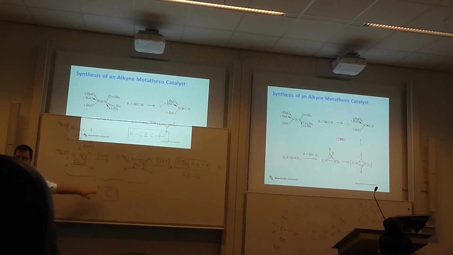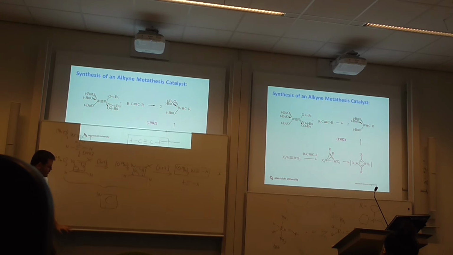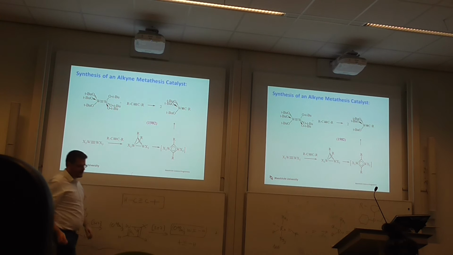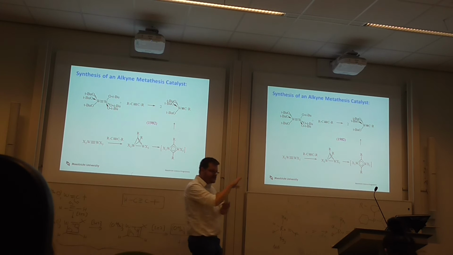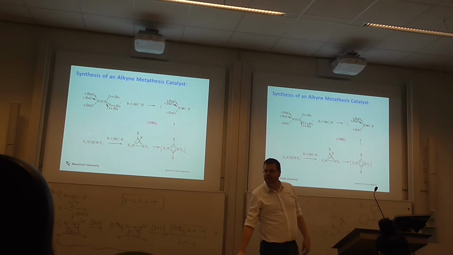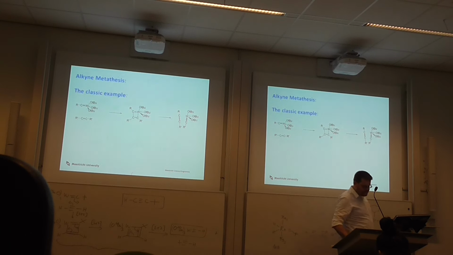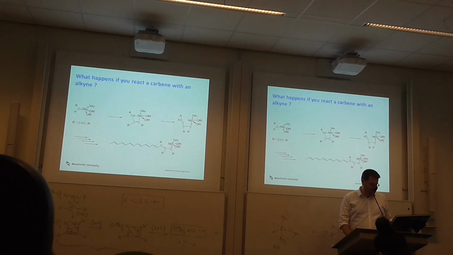Let's say it like that. The circle means that there's delocalization of the electrons over the ring. Okay, so that's alkyne metathesis. That's a classic example of an alkyne metathesis catalyst. And here's the example we've just looked at. We've looked at the mechanism, very similar to alkene metathesis.